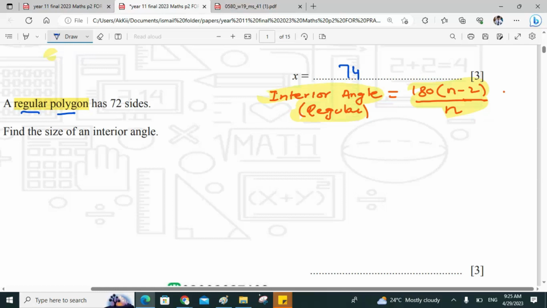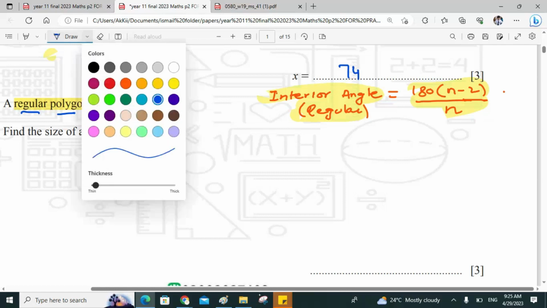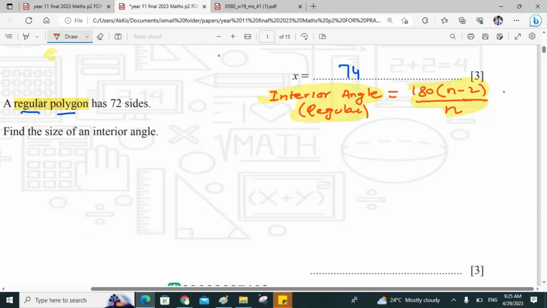this formula is used, that is 180 into n minus 2 divided by n, where n is what? N is the number of sides. Okay, n is the number of sides.